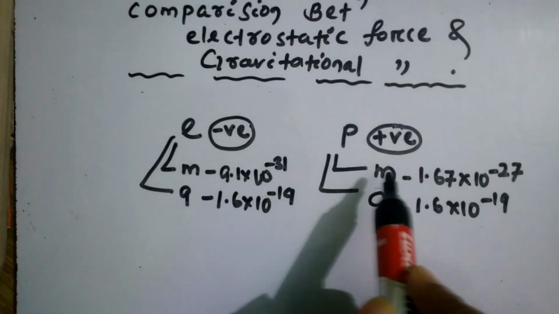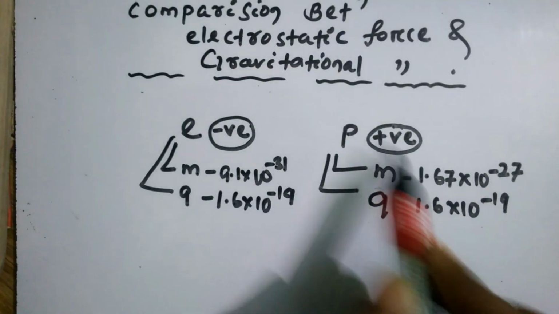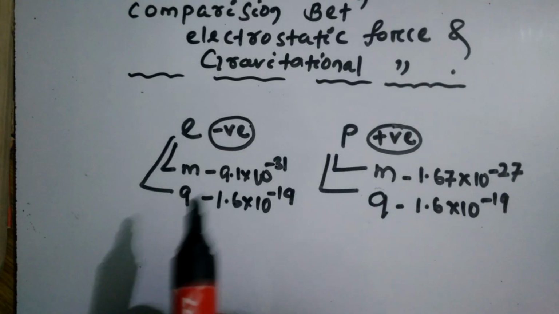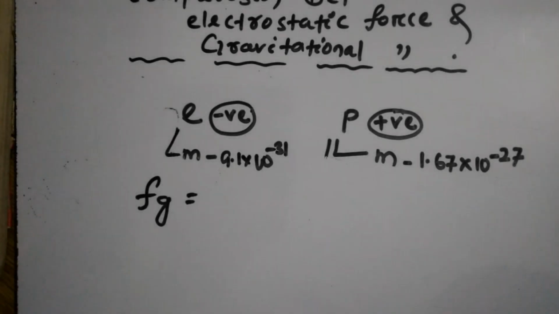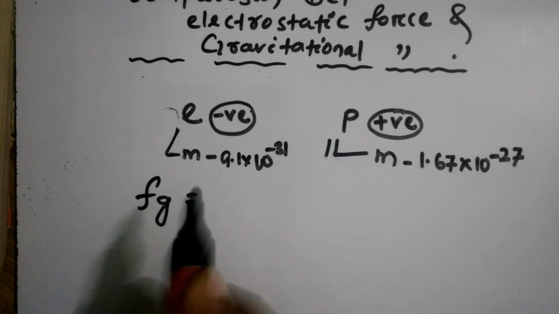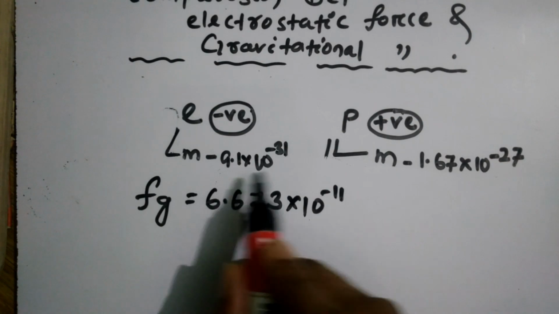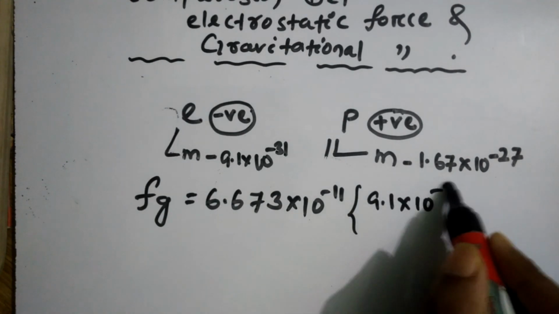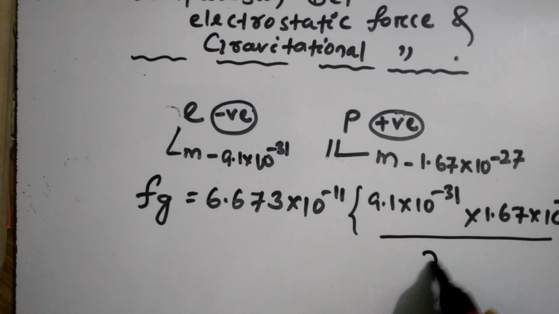So the electron has some mass, and the proton has some mass. Due to the masses, a gravitational force is produced. Taking the masses of the electron and proton, we can evaluate the gravitational force between them. So Fg, the gravitational force, is equal to 6.673 into 10 to the power minus 11 m1 into m2, that is 9.1 into 10 to the power minus 31 into 1.67 into 10 to the power minus 27, divided by r square.